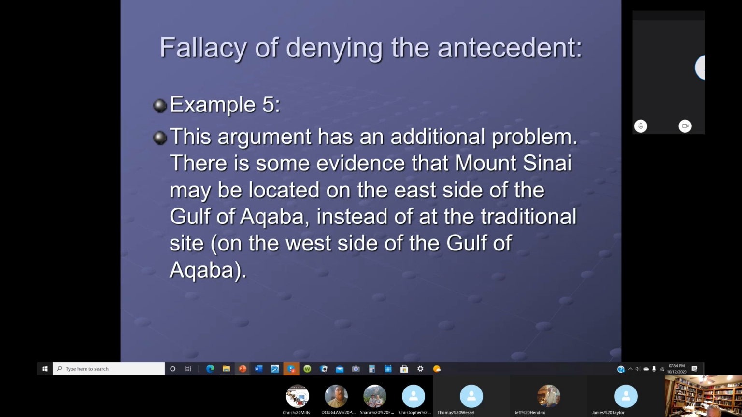This argument has an additional problem. I'm convinced that Mount Sinai is not in what we call the Sinai Peninsula, that it's located on the east side of the Gulf of Aqaba, not on the west side of the Gulf of Aqaba, where Mount Sinai is traditionally supposed to be. Now, let me point this out. The New Testament identifies where Mount Sinai is. It's in Arabia. And what we call the Sinai Peninsula today was never part of Arabia. I'm convinced that Mount Sinai is in what is now Saudi Arabia.